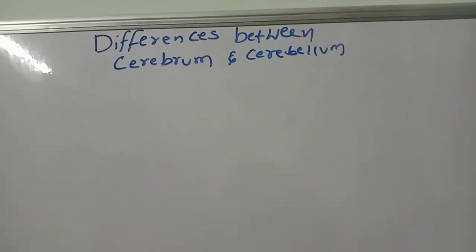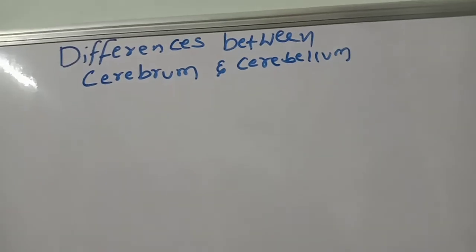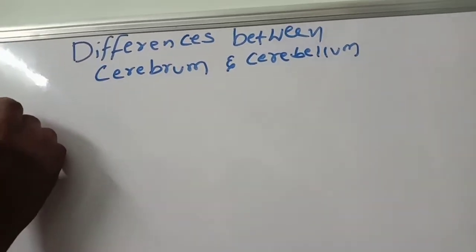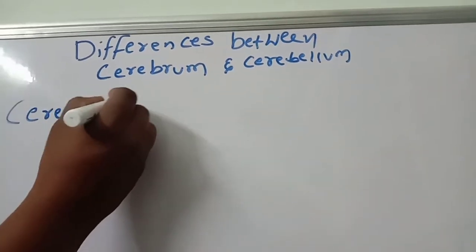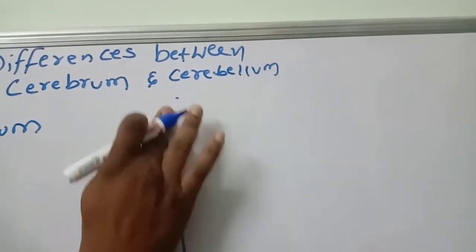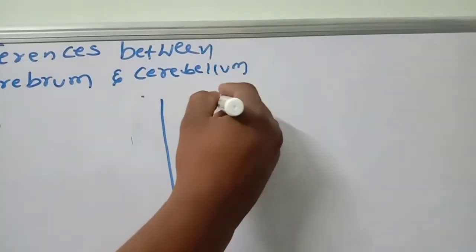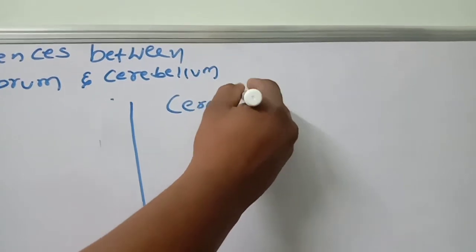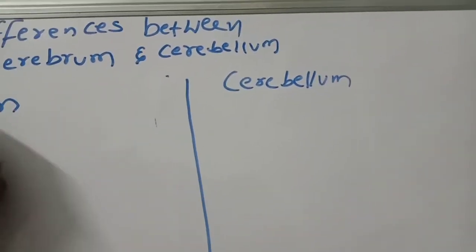Okay, good morning, children. Today the topic is differences between the cerebrum and the cerebellum. Divide the two columns like this: on one side you can write cerebrum, and on the other side you can write cerebellum. What are the differences between these two? We are going to discuss now.